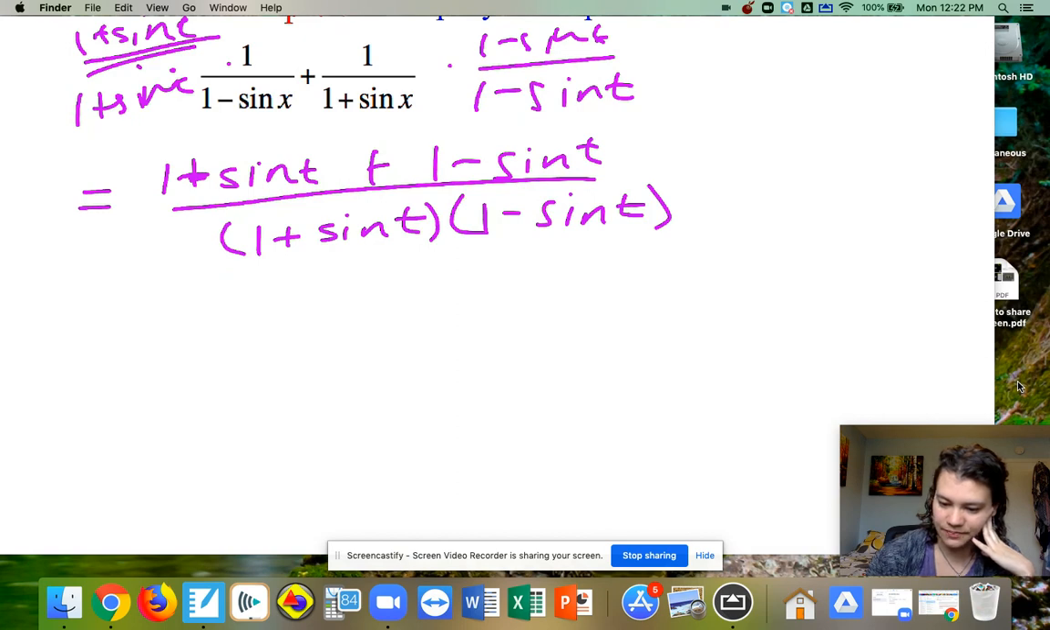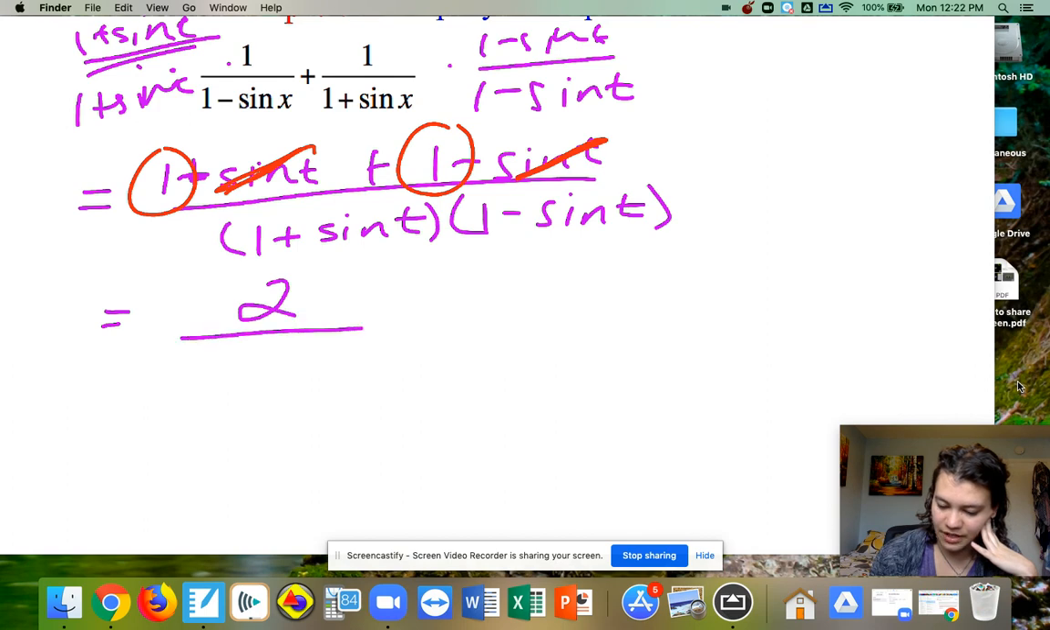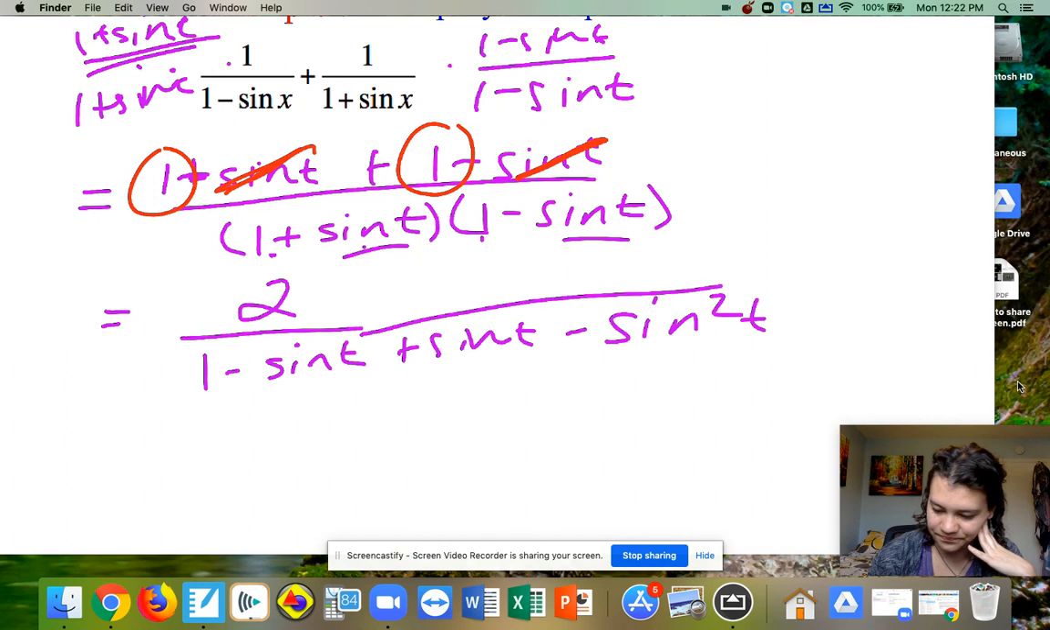So then here, this sine is going to cancel with this sine, and then we have 1 plus 1 left over. So you end up getting 2. And then I'm going to FOIL the bottom out. So 1 times 1, you get 1. 1 times negative sine is negative sine of t. 1 times sine is plus sine of t. And then sine times negative sine, you get negative sine squared. Again, these are going to cancel. And we're left with 2 over 1 minus sine squared of t.